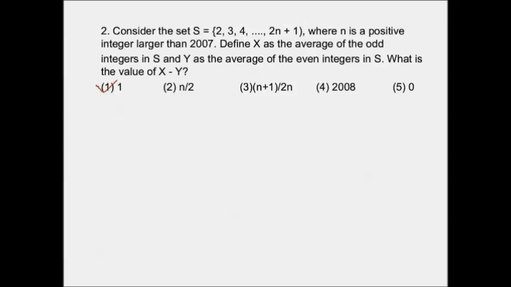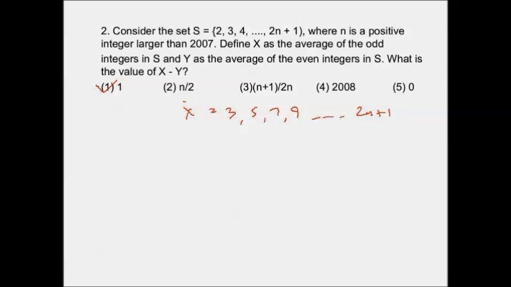It says consider the set S which contains 2, 3, 4, 5 up to 2n plus 1. That means the last number has to be an odd number, and we are starting from an even number, where n is a positive integer larger than 2007. Define x as the average of the odd integers in S. So x is the average of the odd integers. That means 3, 5, 7, 9, and so on up to 2n plus 1.